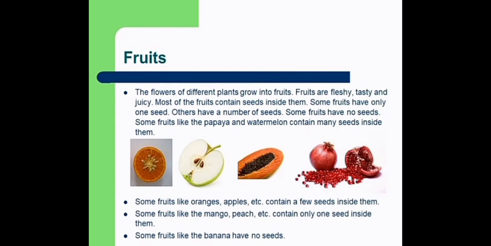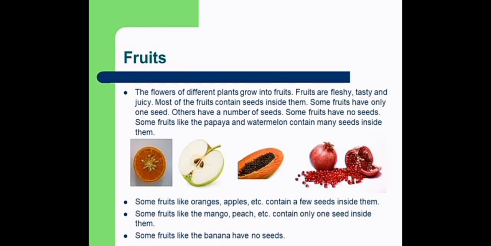The flower of a different plant grows into fruit. Fruits are fleshy, tasty and juicy. Most of the fruits contain seeds inside them. Some fruits have only one seed, others have a number of seeds. So yes, you know that there are different types of fruits which have some seeds, one seed and many seeds, like papaya, apple, and you can have an example of orange. These are the examples of few seeds and more seeds.